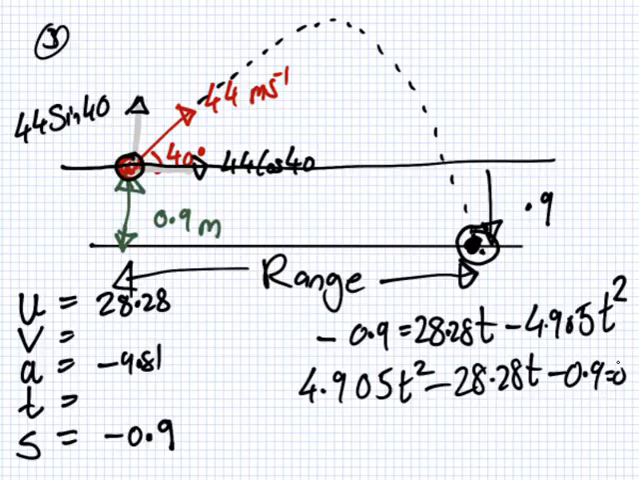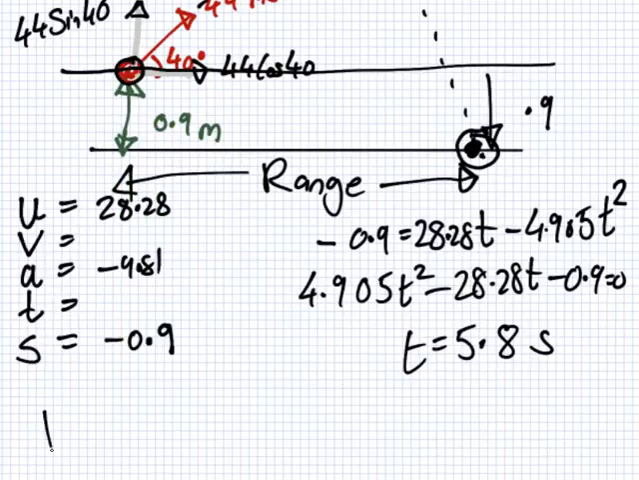It will have two answers. One of them will be negative and one will be positive. That's the positive, yeah. That's not quite finished because we still need to get the range. So horizontally, distance is... What's the distance horizontally, the formula?